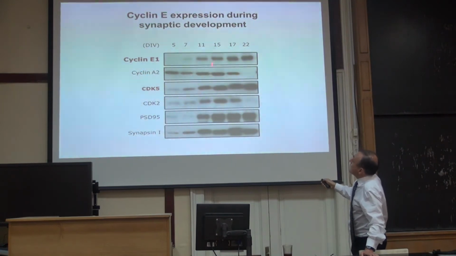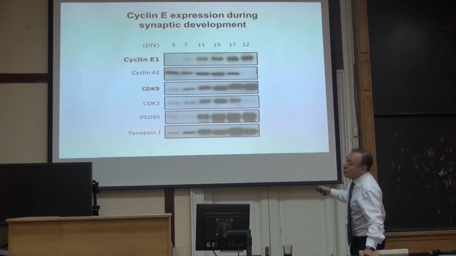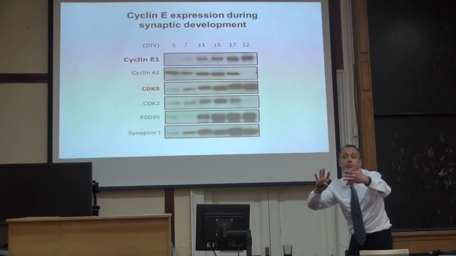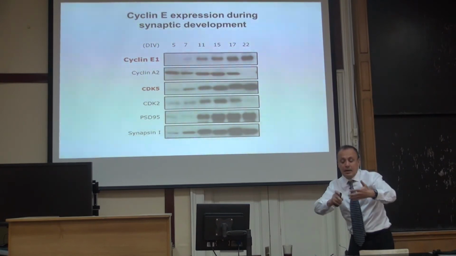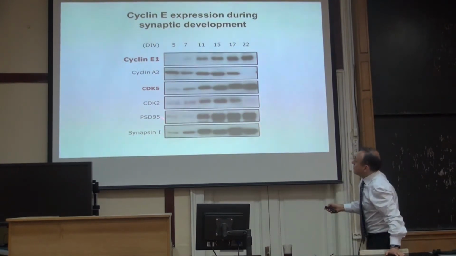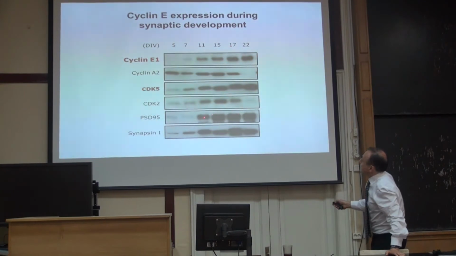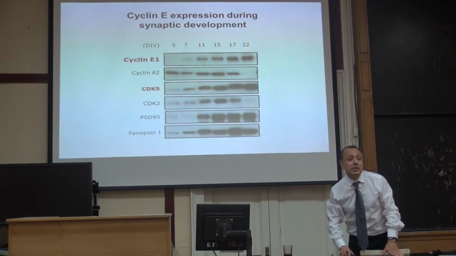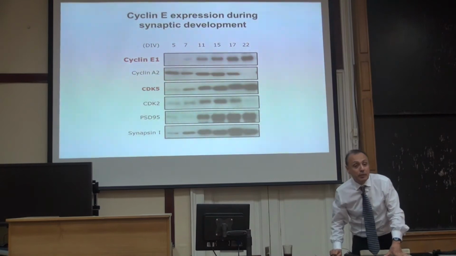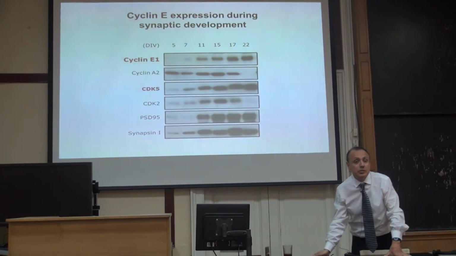What they noticed is that the cyclin E induction correlates with the time when those neurons start forming synaptic connections. And they also found that this is the time that the synaptic proteins are being induced. This is the presynaptic marker, and there's a postsynaptic marker. So can we conclude that cyclin E plays some role in synapse formation based on such a strong correlation?